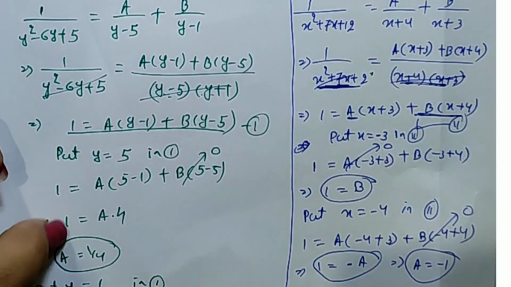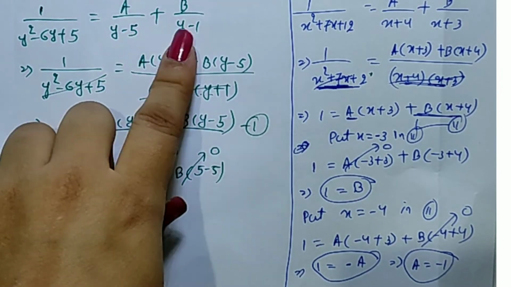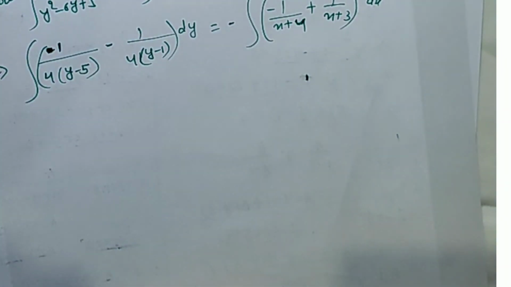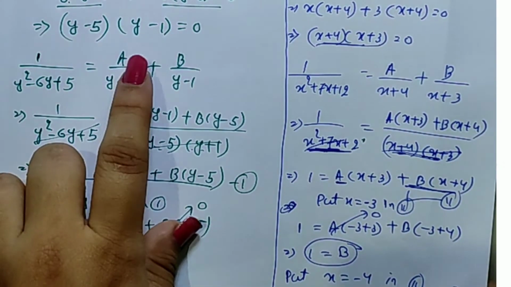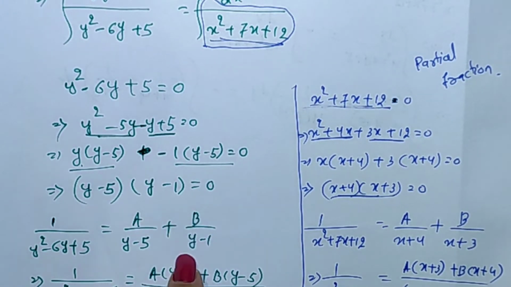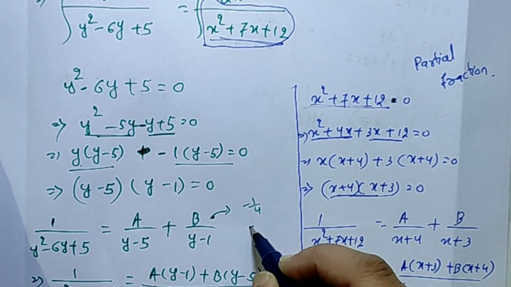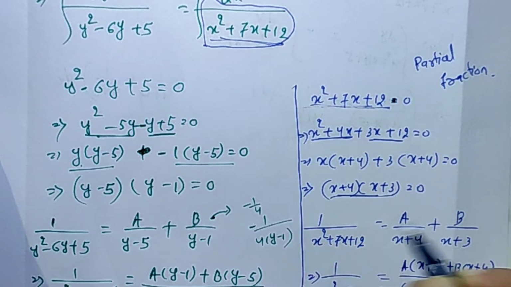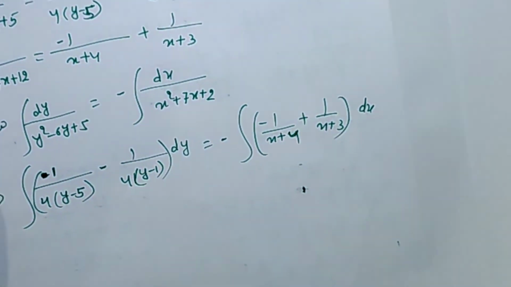Now we can write this value of a in equation 1, and the value of b in this equation. Then we will get 1 by y square minus 6y plus 5 is equal to, in place of a I will put 1 by 4. So 1 by 4 into y minus 5, and in place of b I will put minus 1 by 4. This will be minus 1 by 4 into y minus 1.